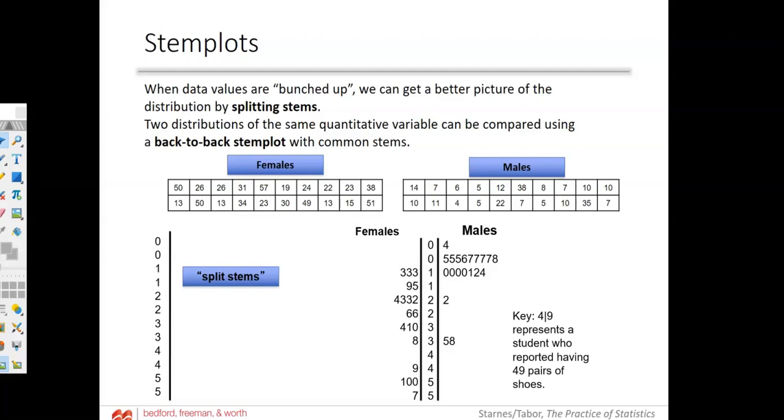So we can see that on the left, that 3 means the number 13. The number in the middle is still the tens value, right? Then to the right, that 0 to the right of the 1 means the number 10 for male. So 13, 13, 13 are the first 3 values for female. Evidently, in this sample, 13 is the smallest number of shoes that a person owns.